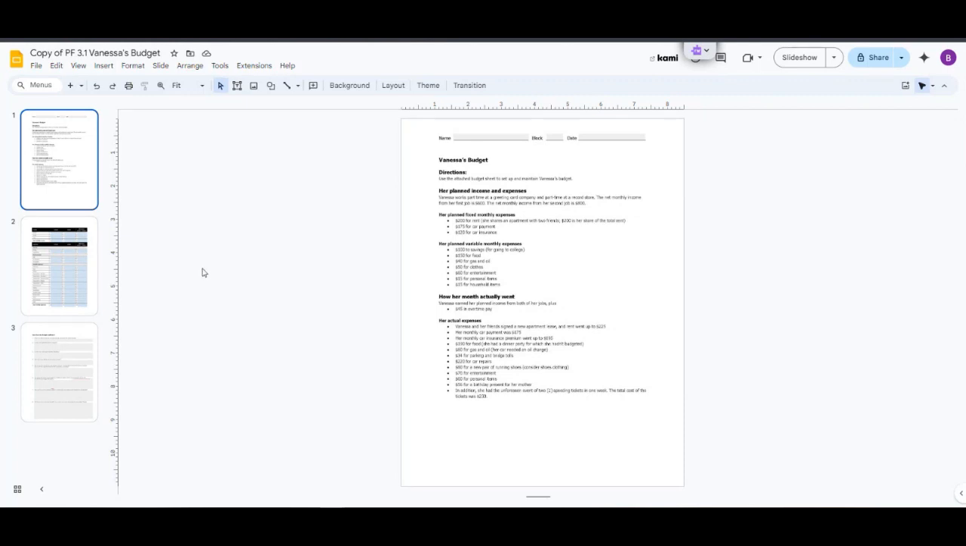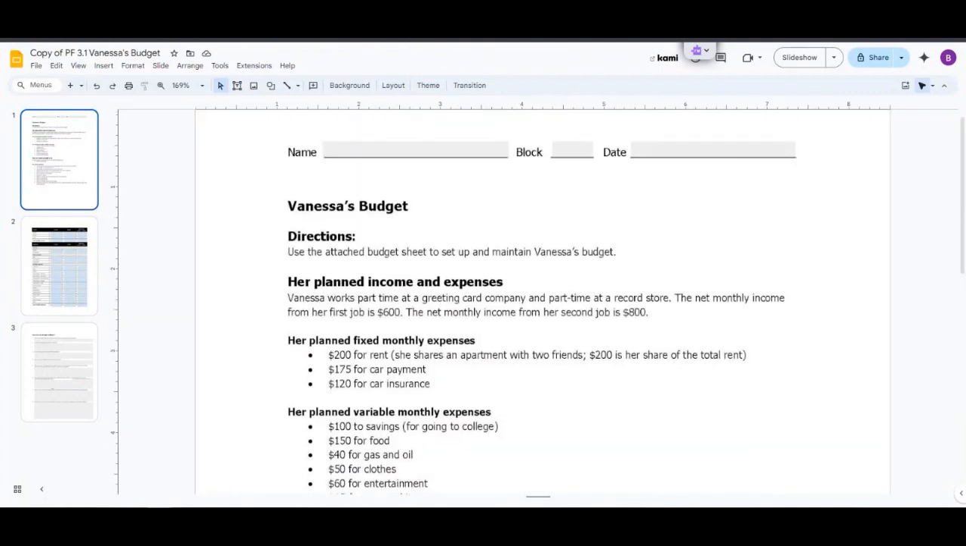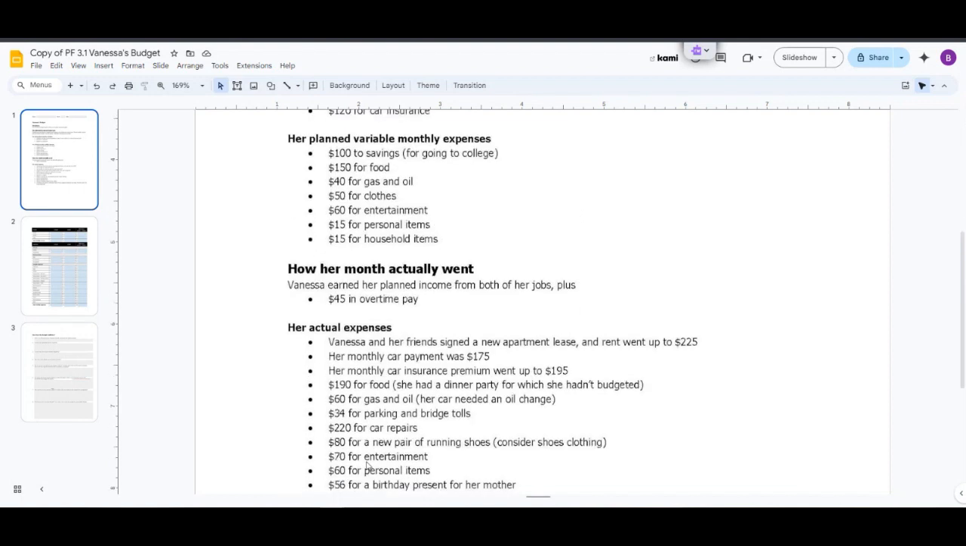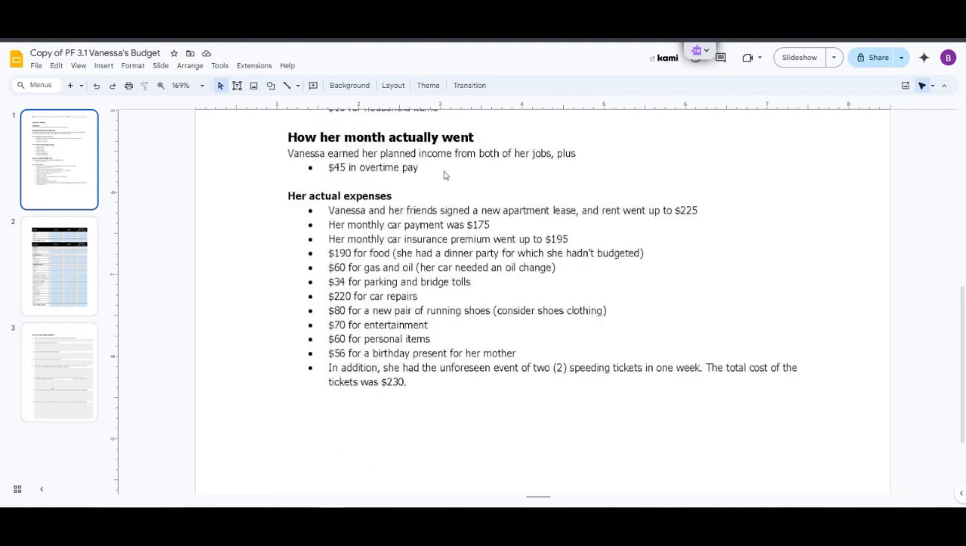The last time we met, we went through the Unit 3 presentation on budgeting, and then there was one worksheet to complete. It was this 3.1 Vanessa's budget. Go ahead and look at this. So we were presented with where Vanessa was starting to plan out her monthly expenses. She created a list of how she planned to spend her money. Then on the bottom half of the worksheet was a list of how she actually earned and spent her money.